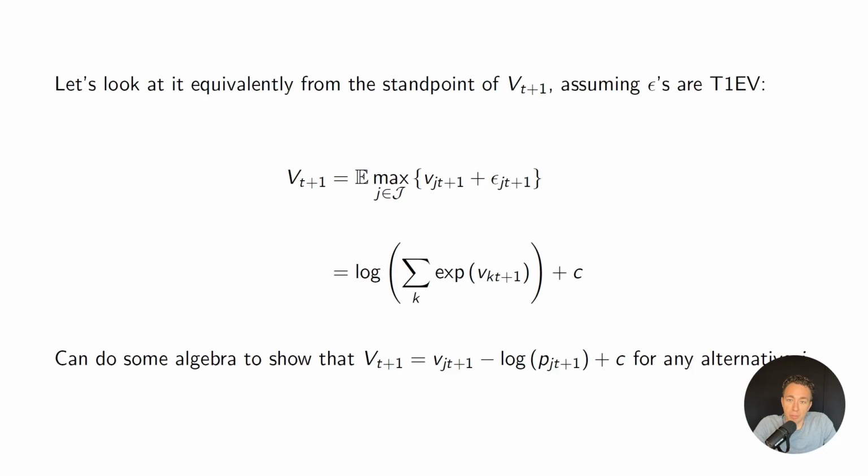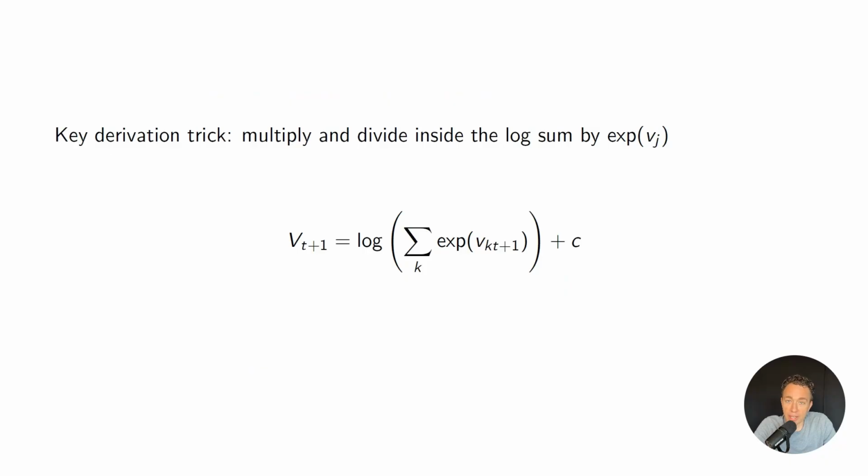And if we do some algebra, we can show that big V_{t+1} is equal to little v_{j,t+1} minus log of P_{j,t+1} plus Euler's constant. We can write this out for any alternative j. So we'll walk through that algebra right now. The key trick, which is convenient in many mathematical derivations, is to multiply and divide by the same number, which is equivalent to multiplying by 1. That allows us to regroup different terms, and then we can get a different formula that's more convenient. That's what we're going to do here.